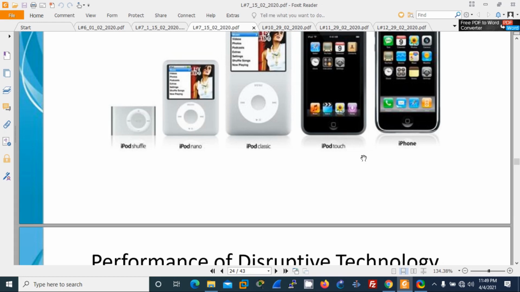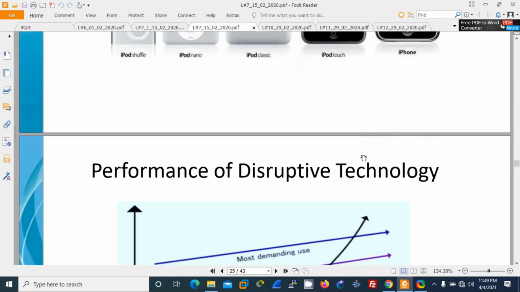And product cannibalization is a very, very important point or area that innovators or marketers should think about, because otherwise, with the current competition, you will definitely be cannibalized by your competitors if you do not think of cannibalizing your own product portfolio.